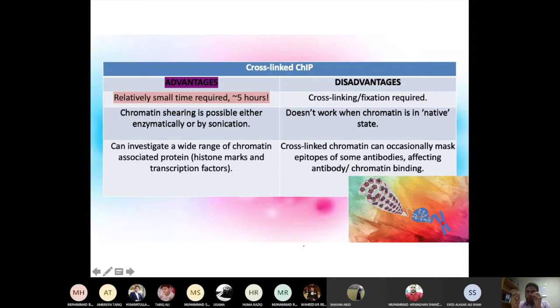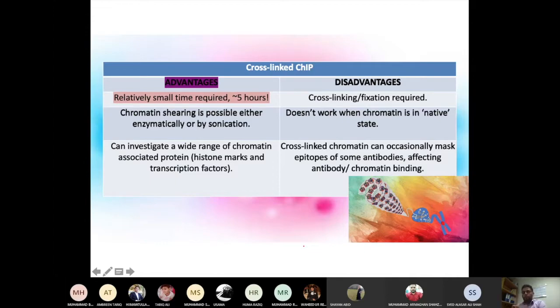However, it has a disadvantage because you need to cross-link the chromatin, and fixation is required. Cross-linking means you want to fix the interaction in real time at the particular time point at which you performed the experiment. You want to document even a slight interaction with chromatin and any associated protein, so you don't want to lose it during chromatin shearing and immunoprecipitation. That is why you have to fix it.